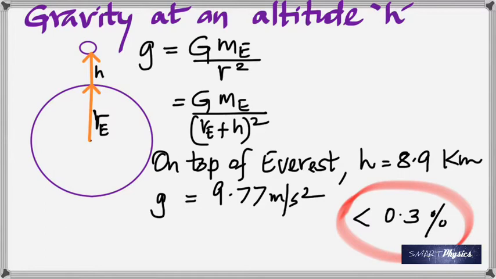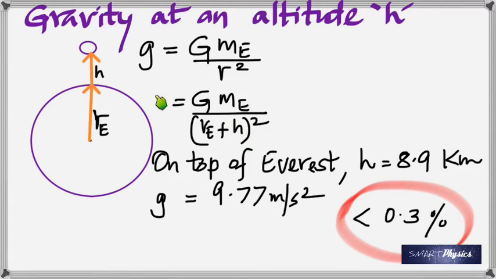You've gone up by 9 kilometers, but yet g is 9.77. That's a change of 0.3%. You got it? So it doesn't change that much with altitude. I want to ask you this. Look at this formula and tell me, at what height would g become 0? At what height, what number would you have to put in here?